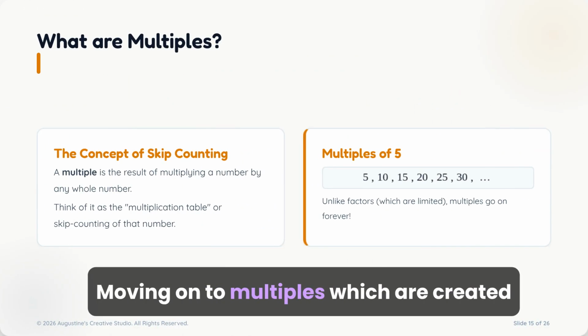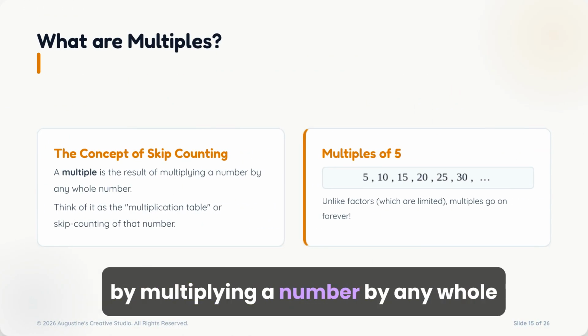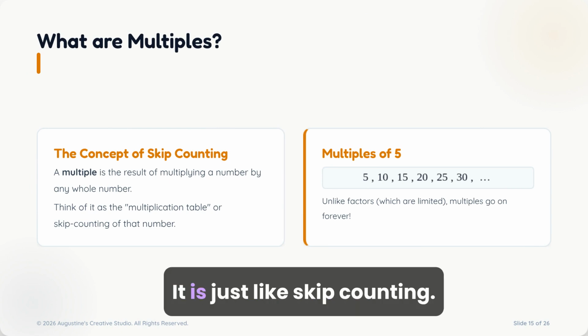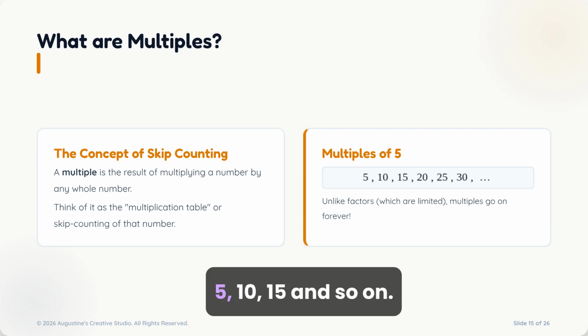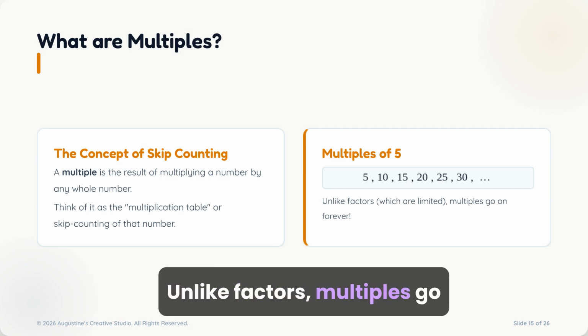Moving on to multiples, which are created by multiplying a number by any whole number. It is just like skip counting. For example, the multiples of 5 include 5, 10, 15, and so on. Unlike factors, multiples go on forever.